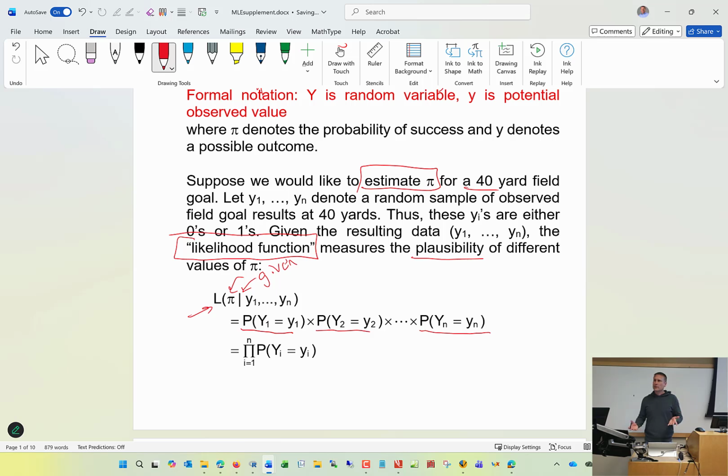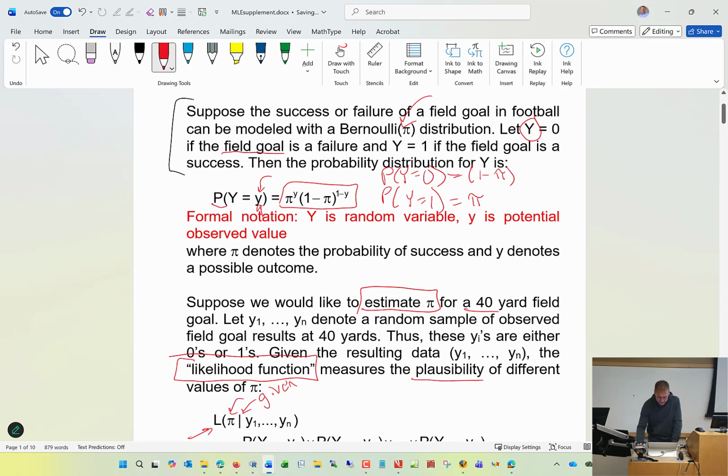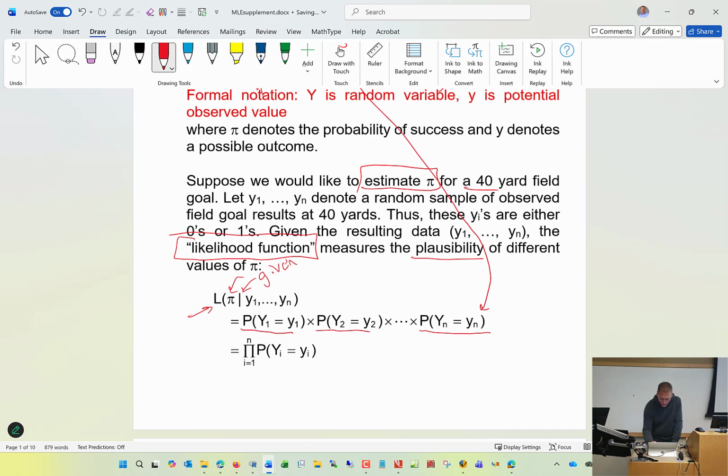Notice I put subscripts on the y's now to indicate, okay, this is a y for the first time I kick a field goal. The 2 then represents the second time I kick the field goal. The n represents the nth time that I kick the field goal. So all I'm going to do is put that probability distribution in there all these times and multiply it all together.